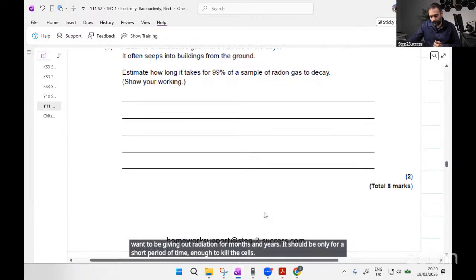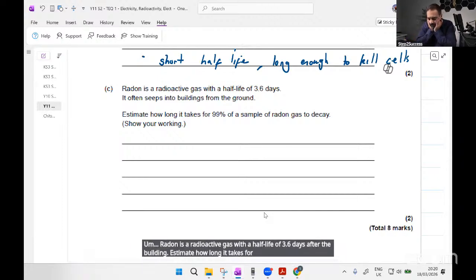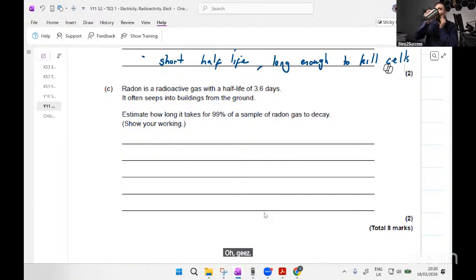Radon is a radioactive gas with a half-life of 3.6 days. Estimate how long it takes for 99% of a sample of radon gas to decay. Oh, jeez. How would I do this? Okay, that's quite a hard one to get right.